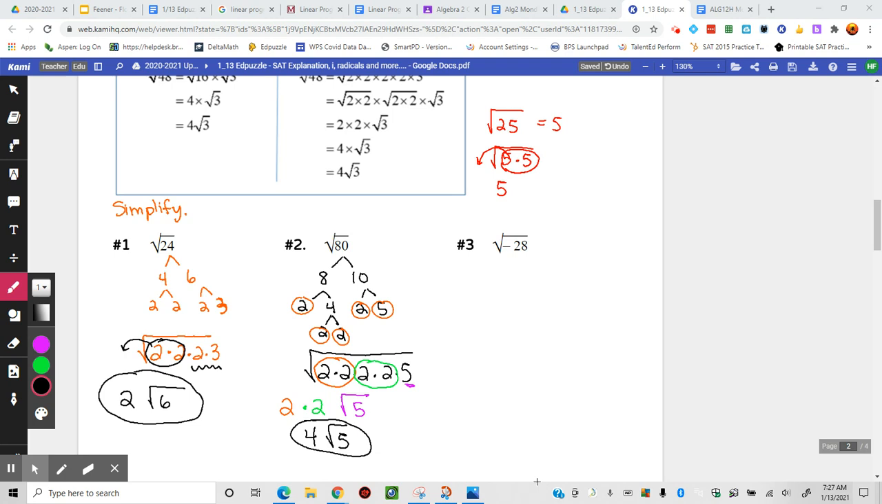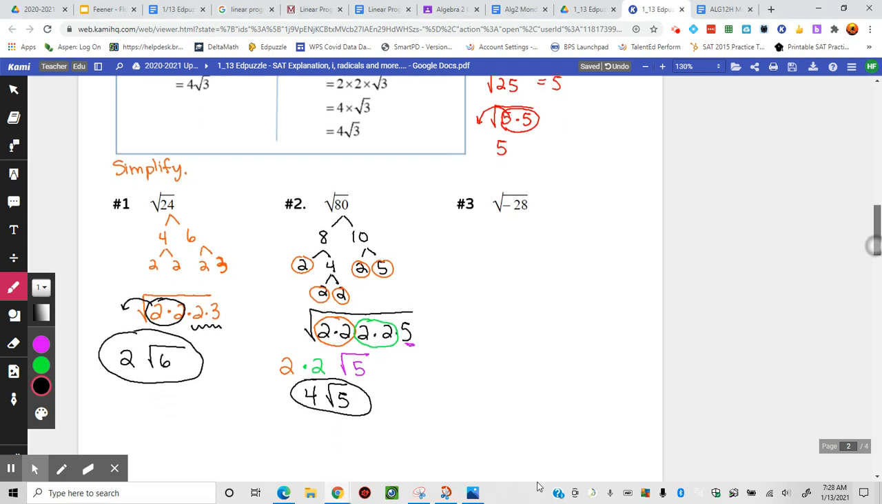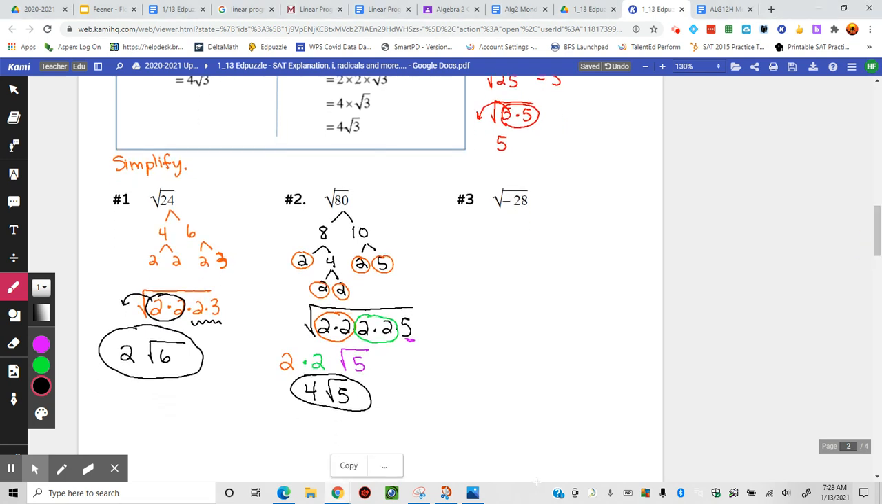Okay. All right, let's try one more. Of course, I'm going to throw a negative 1 in because that's our new idea as of just the other day, that if you have the square root of negative 1, it equals i. So I'm going to break this down. The square root of negative 28 is negative 1 times 28. And then I'm going to break down 28 as 4 times 7.